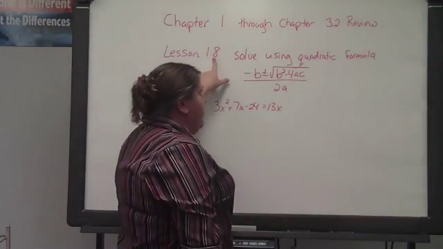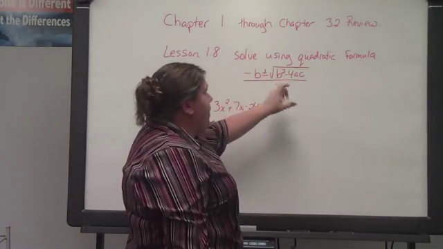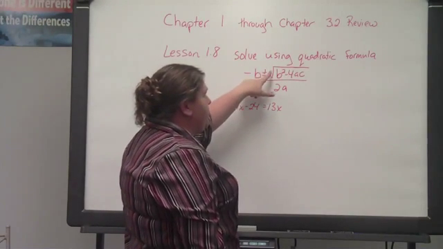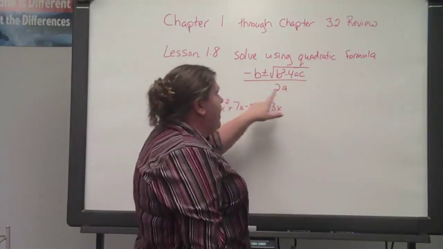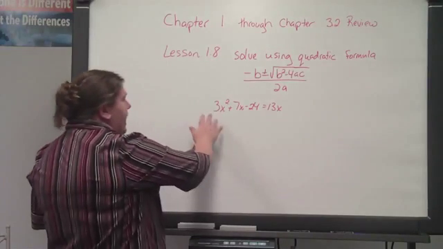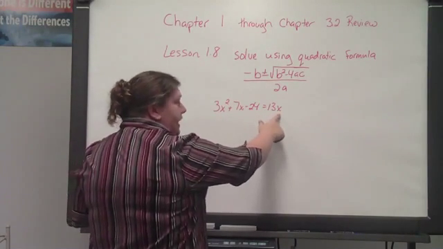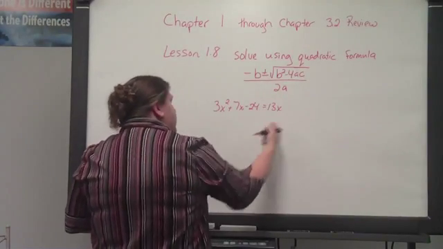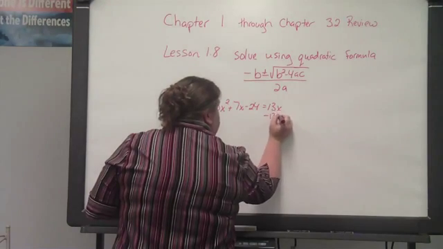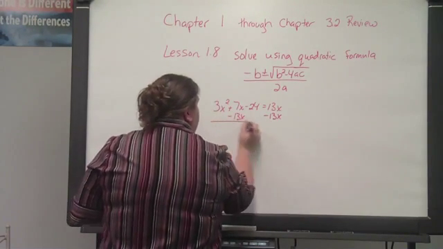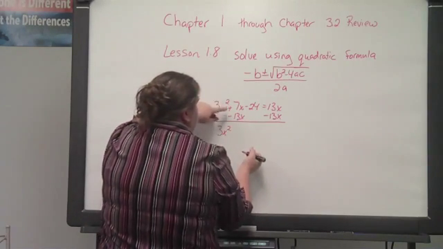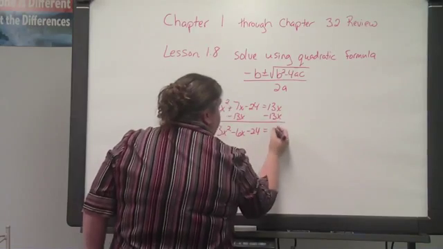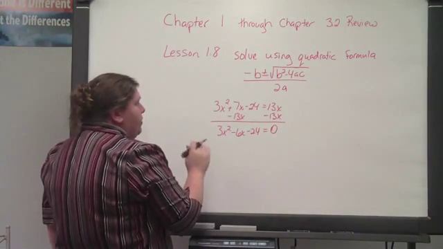In lesson 1.8, we learned how to solve a quadratic equation with the quadratic formula. So I went ahead and wrote the quadratic formula on the board: negative b plus or minus the square root of b squared minus 4ac, all divided by 2a. So I have 3x squared plus 7x minus 24 equals 13x. The first thing I need to do is write this in standard form, which means this 13x has to come to the other side, so we're going to subtract. Now I have 3x squared plus 7 minus 13, which is negative 6x, minus 24, and this equals 0.